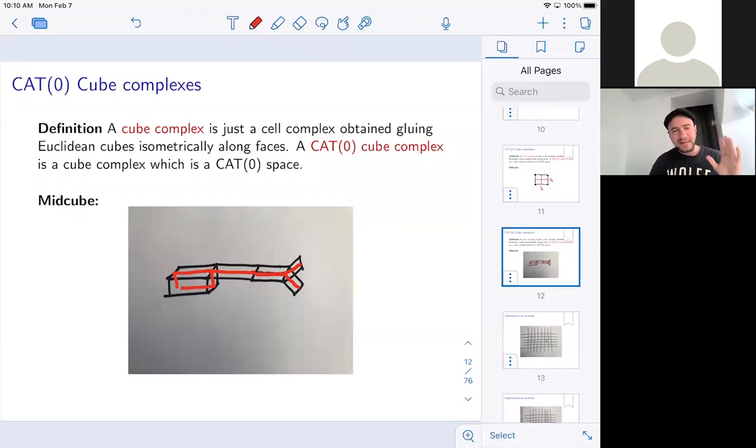So a hyperplane by definition is the following. You start with a mid cube, and whenever your mid cube touches an adjacent mid cube, you take the union of that and you keep iterating.